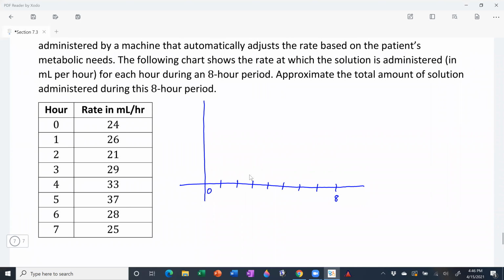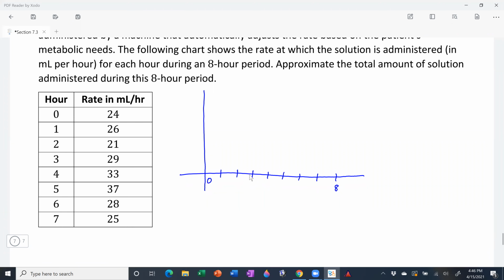And that just makes sense because hour 0 doesn't really make sense to call it hour 0. That could be like hour 1. But anyways, there are a total of 8 separate hours that we're considering. So what I'm going to do is plot each of these based on the information that we have. So not going to be super accurate, but I just want to get a visual aid going here. So at hour 0, we had a rate of 24 milliliters per hour. So I'm just going to go up here and say, oh, I don't know, how about 24 is right here?